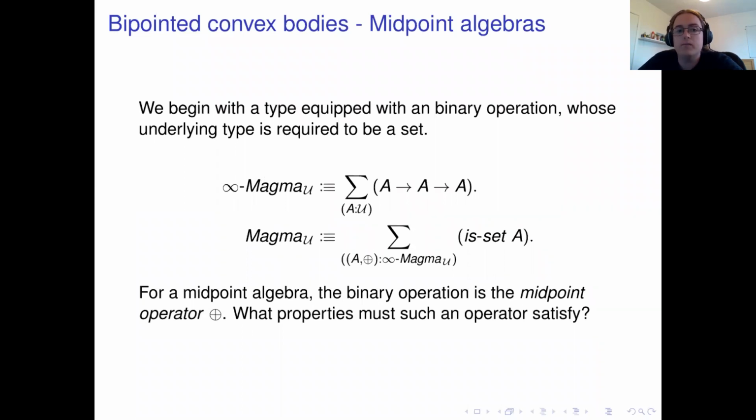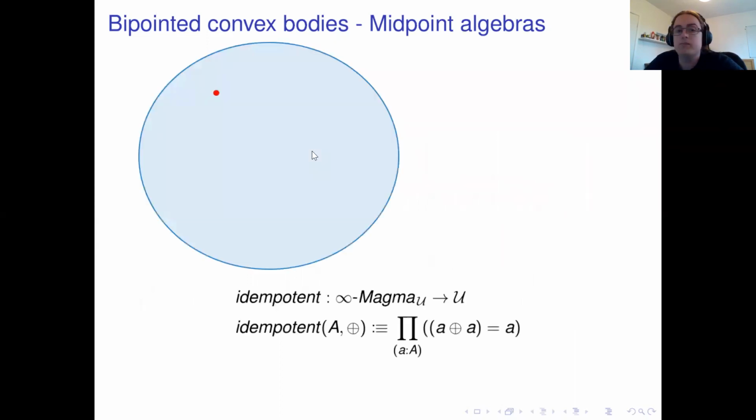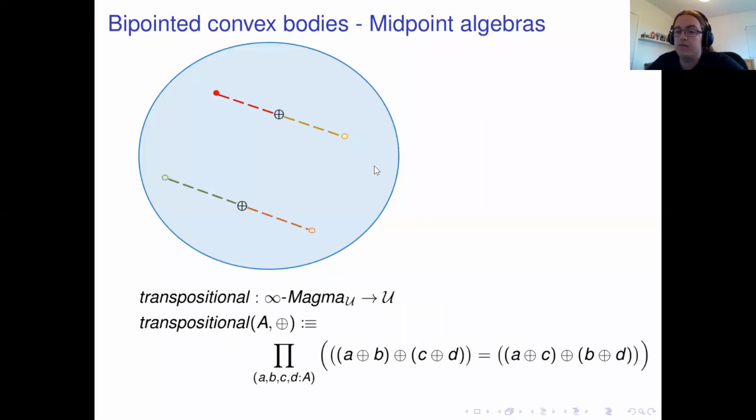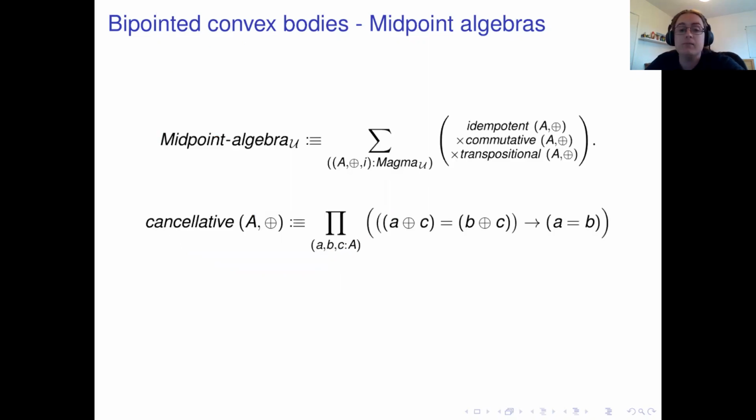This is a type equipped with a binary operation called the midpoint operator, and the type is required to be a set. A midpoint algebra is therefore a magma whose operations satisfy three properties. First, the midpoint operator must be idempotent. A midpoint A is just A. Second, it must be commutative. A midpoint B is always the same as B midpoint A. And third, it must be transpositional, which means that the midpoint of these two midpoints, (A midpoint B) midpoint (C midpoint D), can be arrived at in another way, which is (A midpoint C) midpoint (B midpoint D). So this is a midpoint algebra.